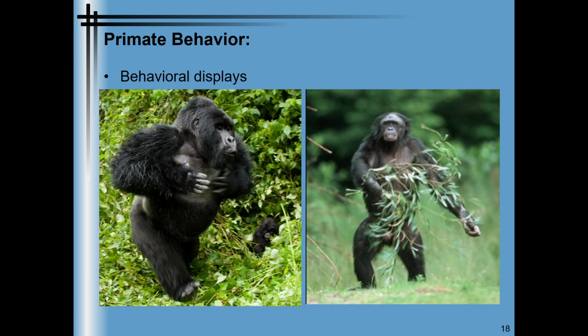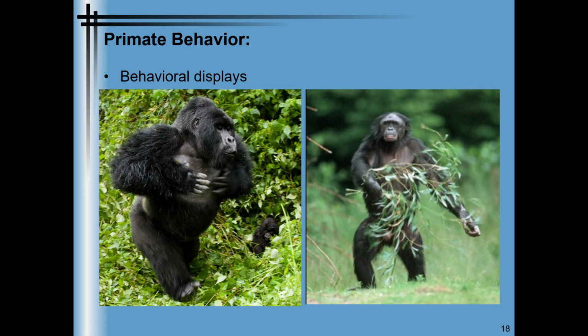Such behavioral displays are more complicated combinations of behaviors. This can include, for example, gorillas slapping their chest and tearing vegetation. Or for chimps, they could be shaking branches, making themselves look much more powerful and strong.